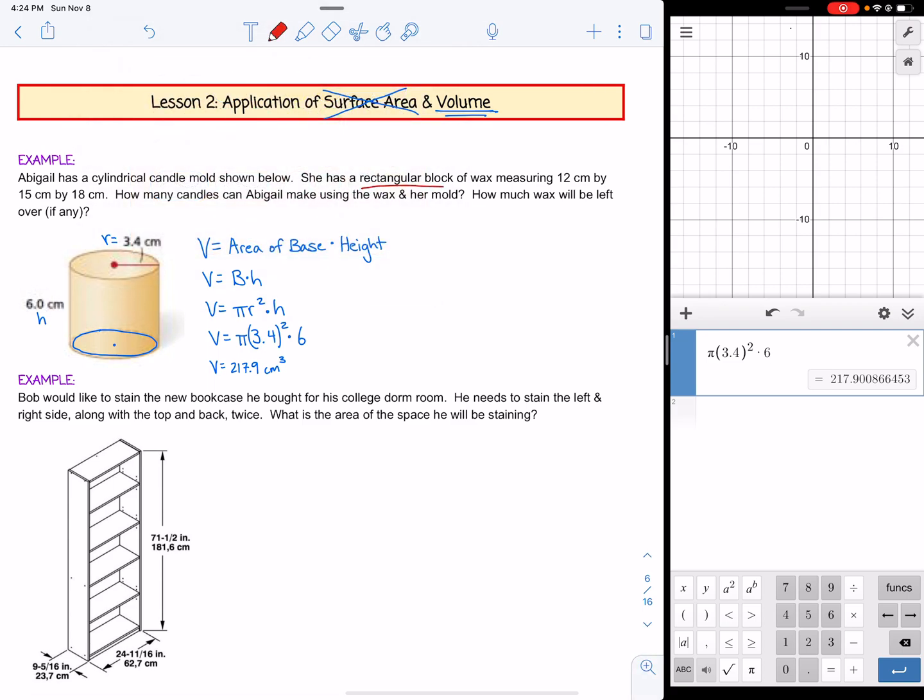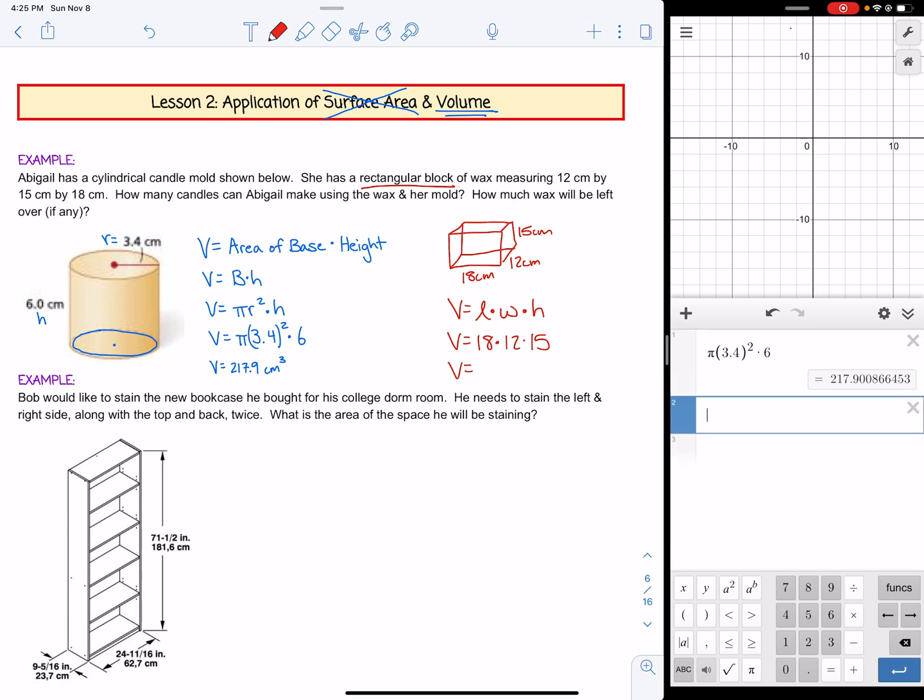And then Abigail said that she has a rectangular block of wax to work with. And so her rectangular block of wax would just look like a 3D rectangular block, and it's measuring 12 centimeters by 15 centimeters by 18 centimeters. So that would be length times width times height, or you can once again think of it as the area of the base, which is a rectangle, and the area of the base is length times width, and then multiply that by the height. And so we just need to multiply the 18 by the 12 by the 15 to get the total volume of the wax that Abigail is working with.